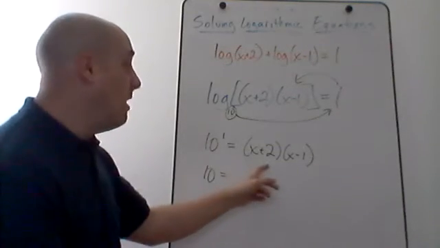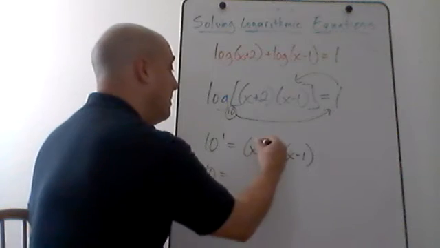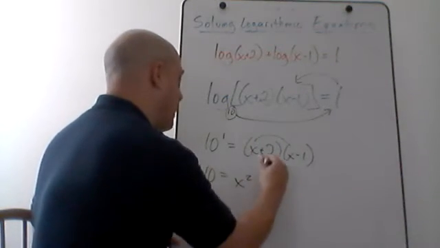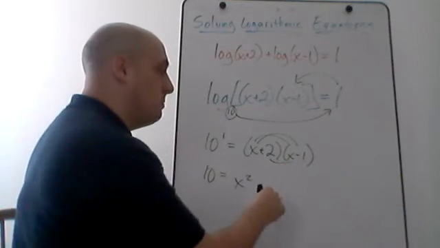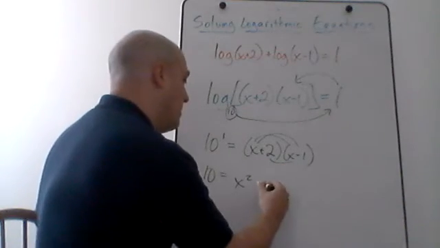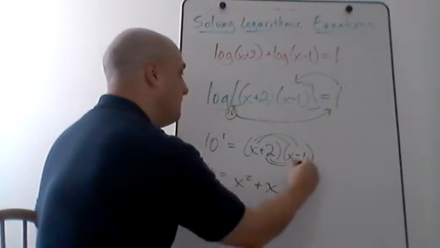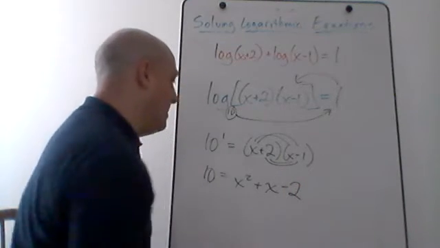So what I need to do to solve this is actually multiply all this together. X times x is x squared. X times minus 1 will be negative x. 2 times x will be plus 2x. So that's going to work out to be a plus 1x. And then 2 times negative 1 is going to be minus 2.